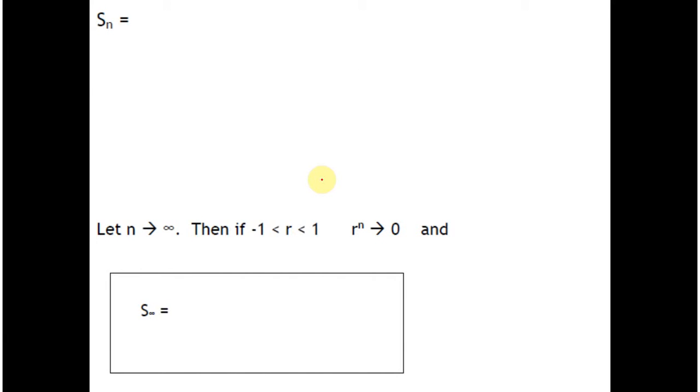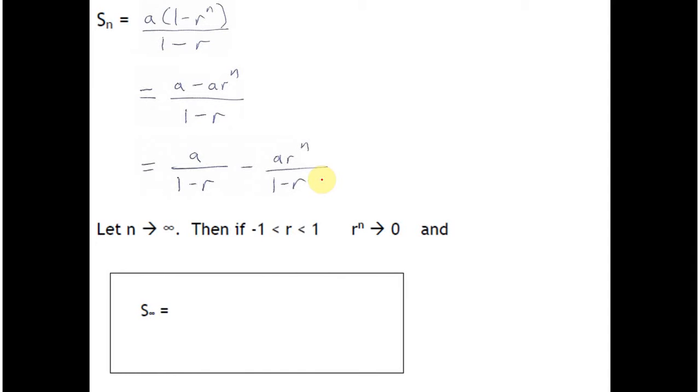So, to derive the sum to infinity formula, we start with the formula for the sum of a geometric series. So Sn is equal to a times 1 minus r to the n all over 1 minus r. Then we multiply out the bracket, so we get a minus a times r to the n all over 1 minus r. Then we break it down into two different fractions, so we get a over 1 minus r minus ar to the n all over 1 minus r.